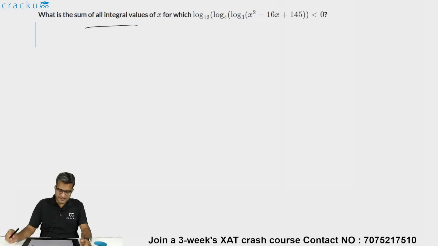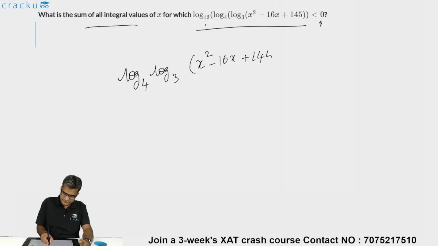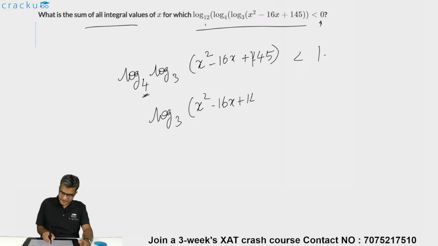In this question, we are asked to calculate the sum of all the integral values of x for which log of the base 12, log of the base 4, log of the base 3 into x square minus 16x plus 145 is less than 0. So if this is the case, we can just simplify it. If you are removing the first log, 12 will go to the right hand side. So this will be log of 4 log of 3 into x square minus 16x plus 145 is less than 1. Again, if you are taking 4 to the other side, this will be log of the base 3, and x squared minus 16x plus 145 is less than 4.